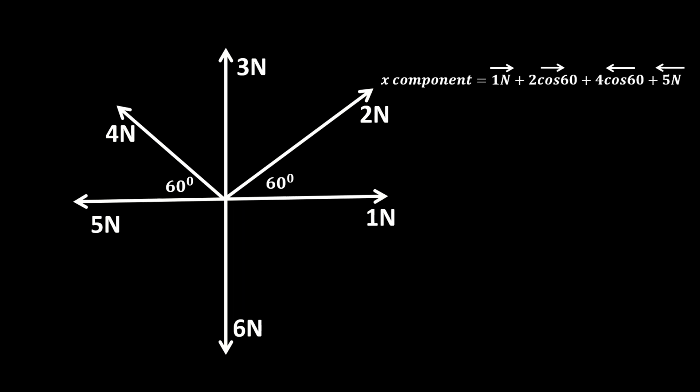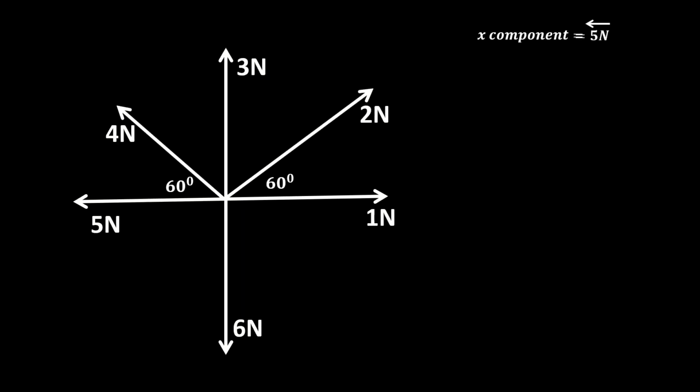So 2 cos 60 is 1 newton, 4 cos 60 is 2 newtons, 1 newton plus 1 newton is equal to 2 newtons towards right. 5 newtons plus 2 newtons is equal to 7 newtons. Now let's find the difference, which gives 7 minus 2.